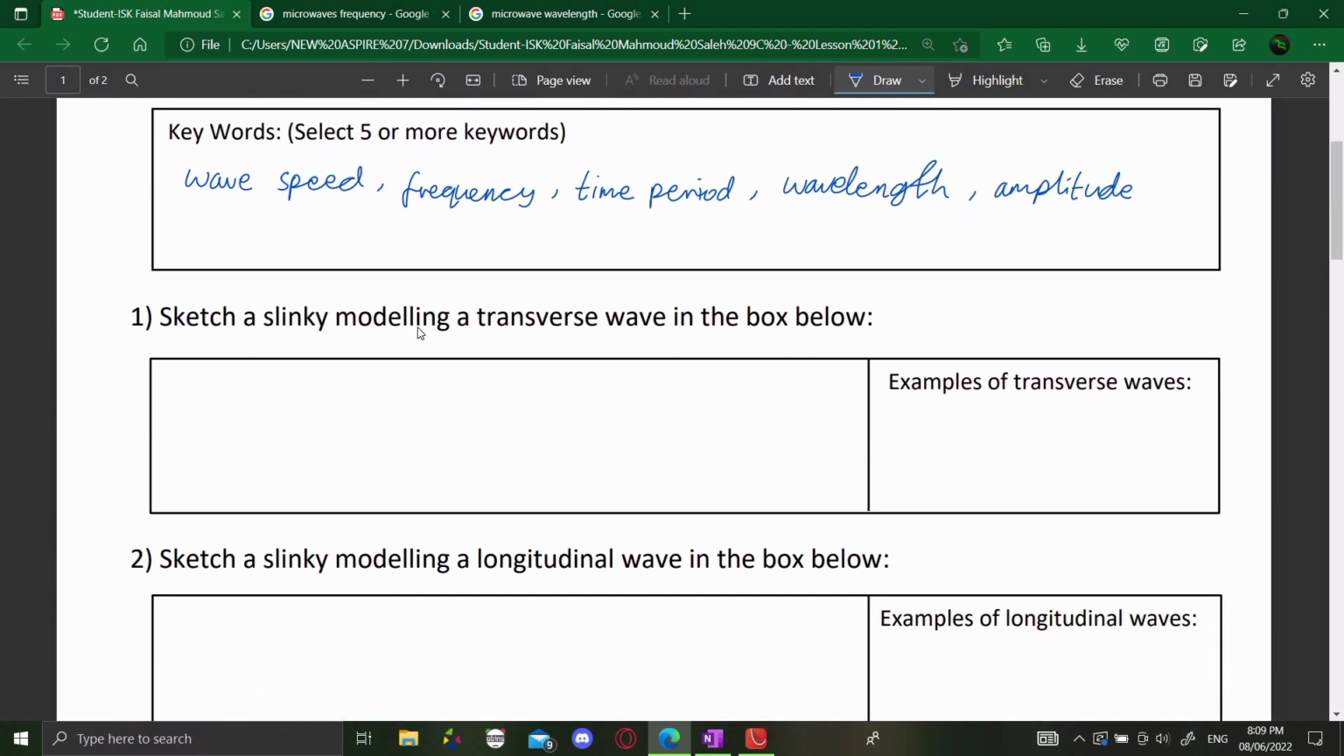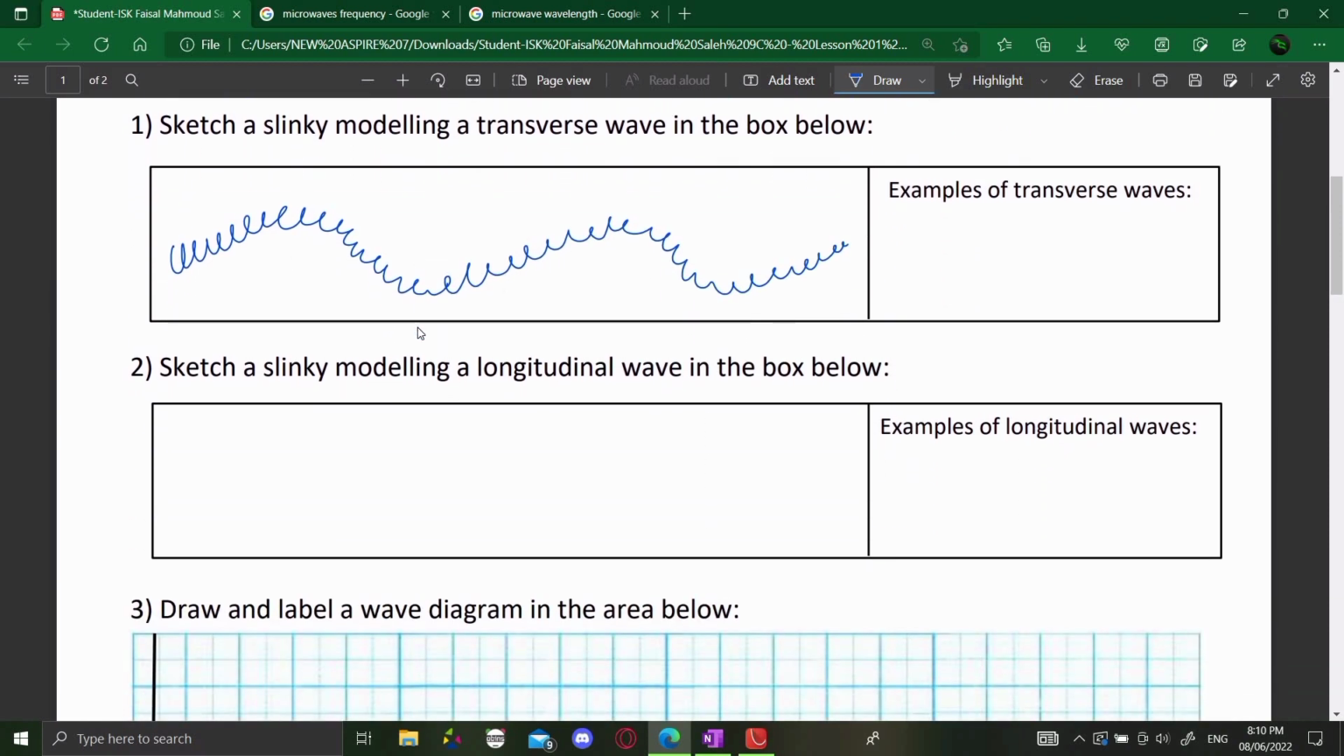And a slinky is a device that's used to study longitudinal and transverse waves. To model a transverse wave, you could just move it up and down, creating that pattern, which will look something like this. And to model a longitudinal wave on a slinky, you could just move it back and forth, which will look something like this.